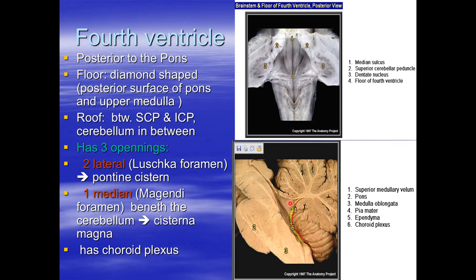The roof is formed by the superior and inferior cerebellar peduncles. This here is the superior cerebellar peduncle and the inferior cerebellar peduncle, and the cerebellum is at the mid part. It has three openings. There are two lateral foramina called the foramina of Luschka that drain into the pontine cistern, and one median foramen called the foramen of Magendie, which is located beneath the cerebellum and opens into the cisterna magna. It also has a choroid plexus.